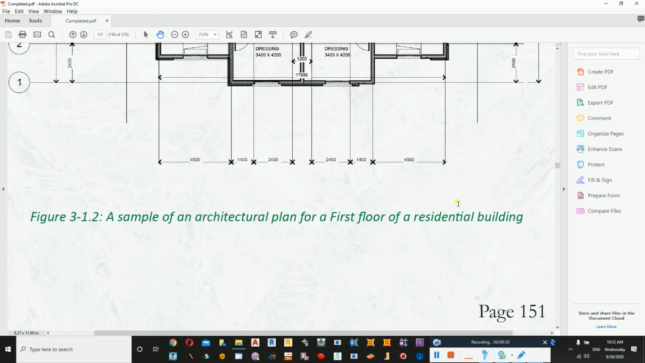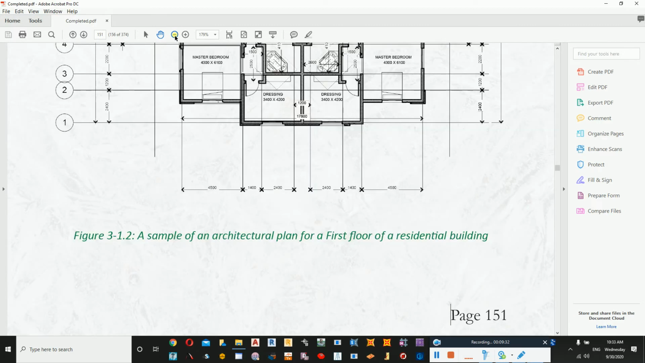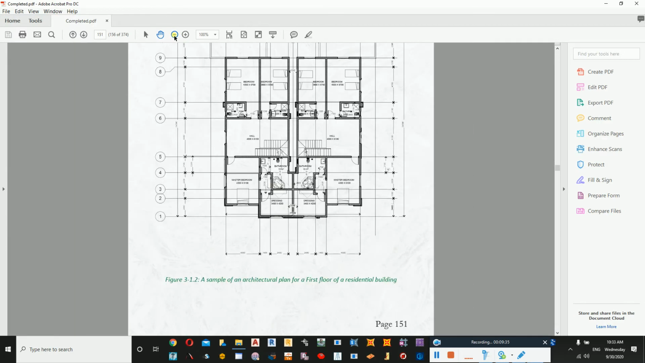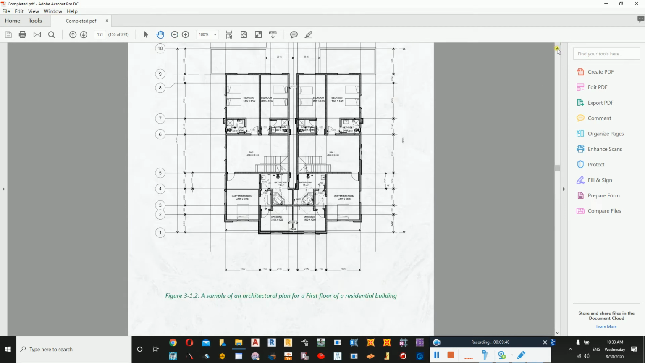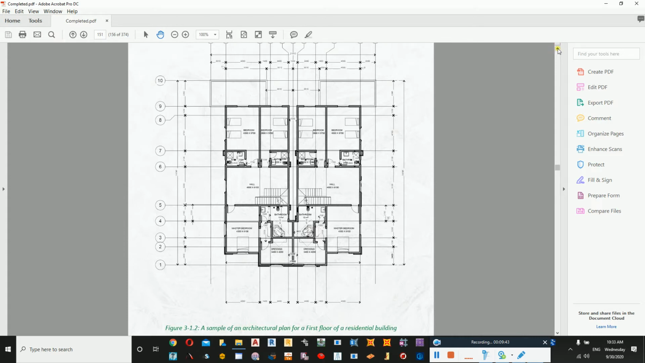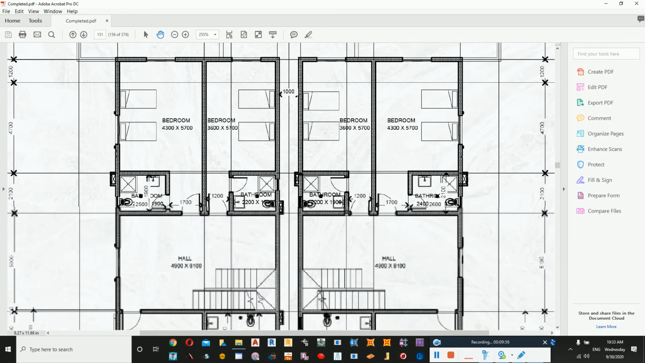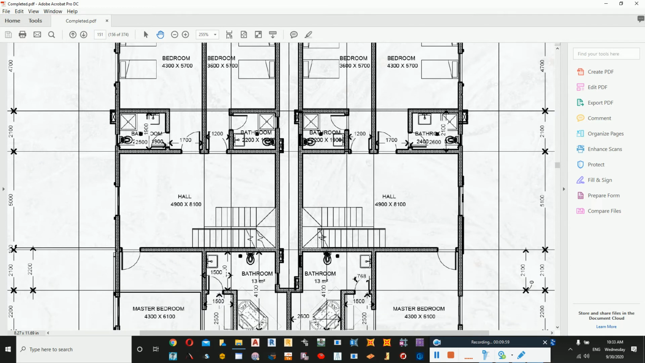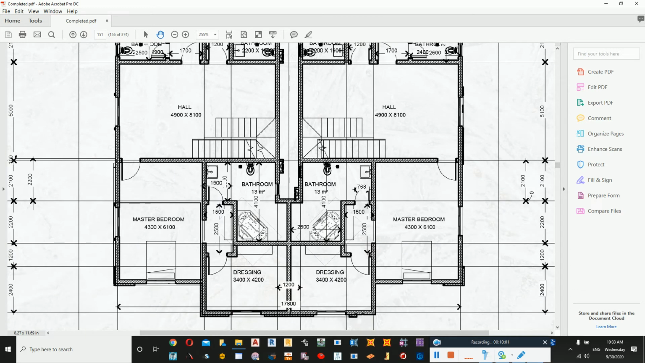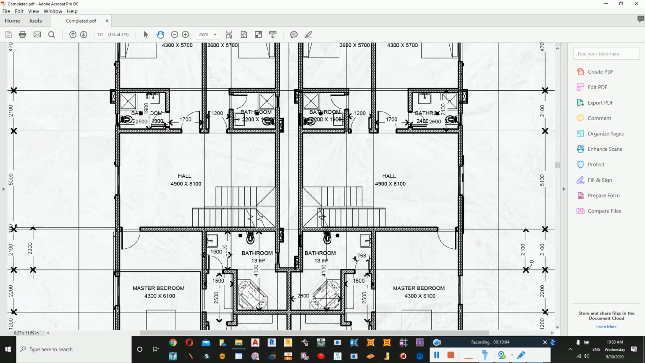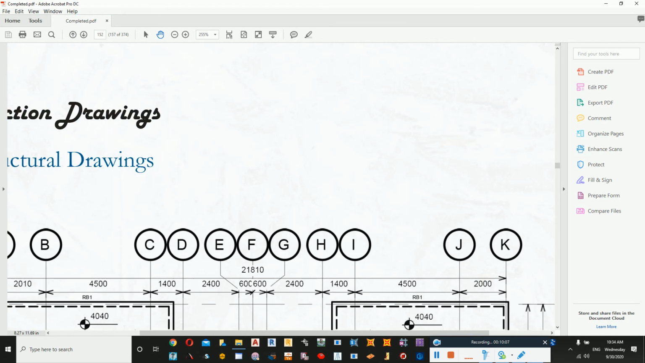Okay. And you can see here we have a sample of drawing, and in this particular drawing we don't have columns, we don't have beams and other things. What do we have? We have windows, we have toilets and bath samples and the other things. Okay, so you can see that this is a clear example of architecture and so on.